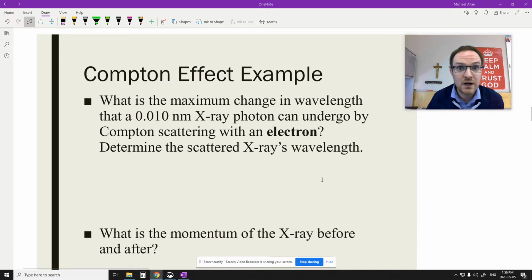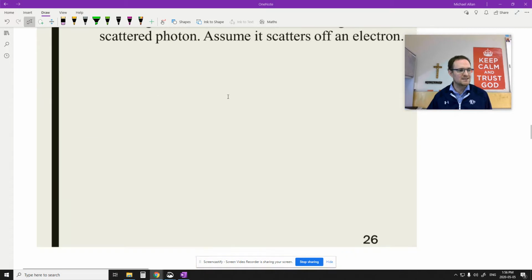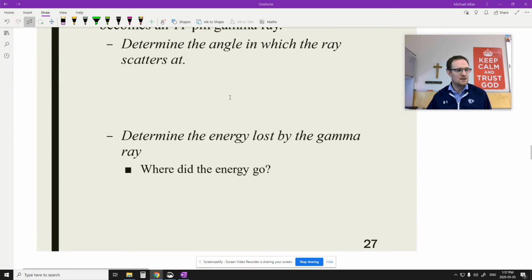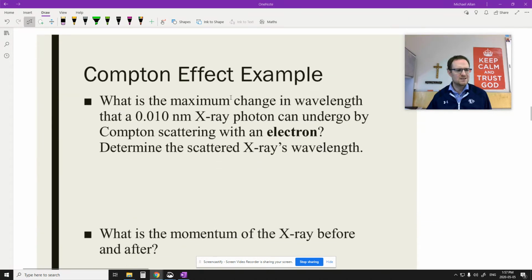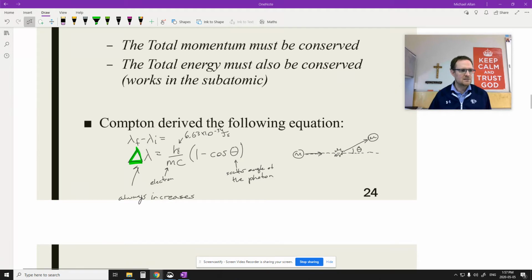Hey, how's it going? So we are going to do the Compton effect examples here. You can see a Compton effect example. It's one example; there are lots of examples here. We're going to talk about what happens as the angle increases. What is the maximum change of wavelength that you can actually have? Because really the only thing that the change depends on is what it hits.